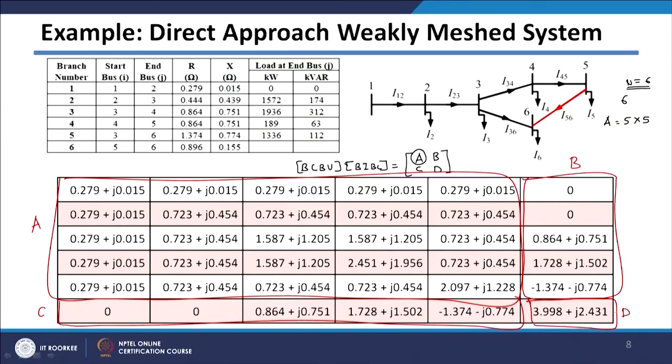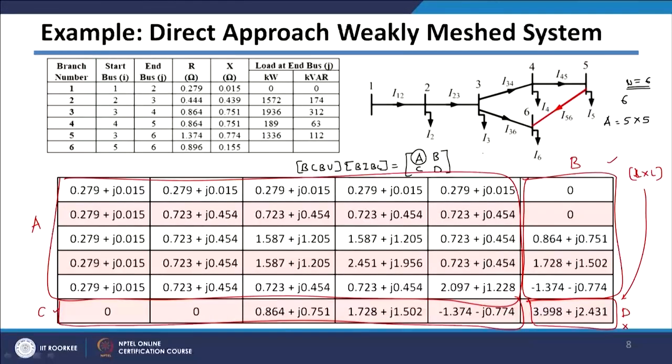So, if there are more loops, there will be more rows in the C matrix. Similarly, there will be more columns in the B matrix, and D will depend upon the number of loops multiplied by the number of loops. So, it will be L by L size. Since in this case we are considering only one loop forming branch, the size of D is 1 by 1.